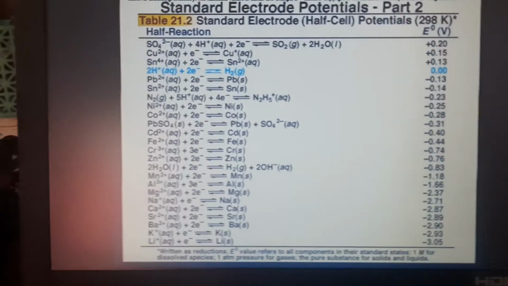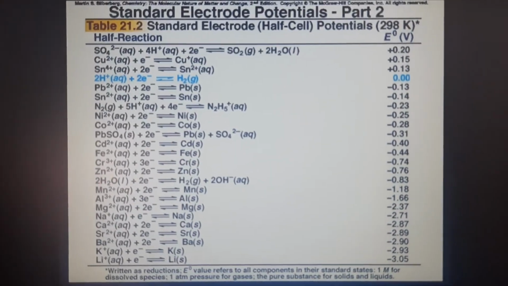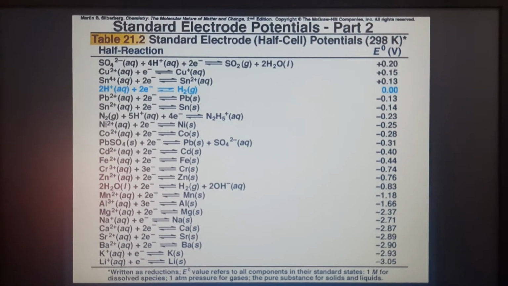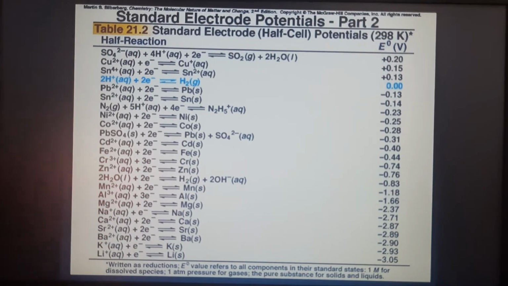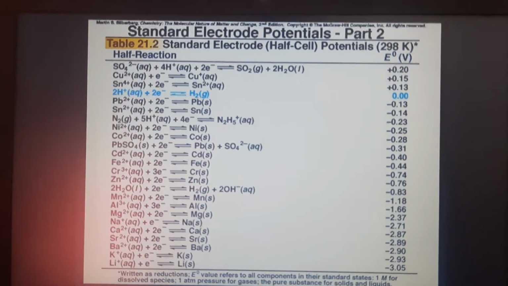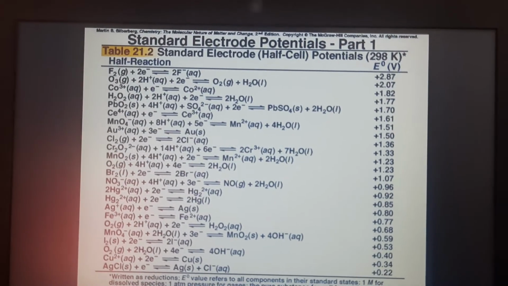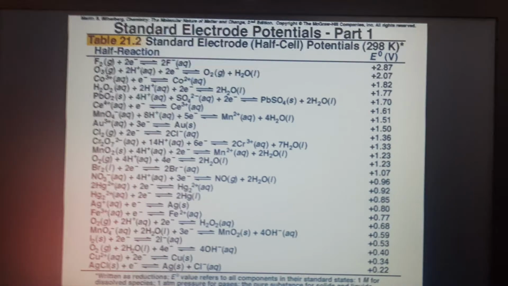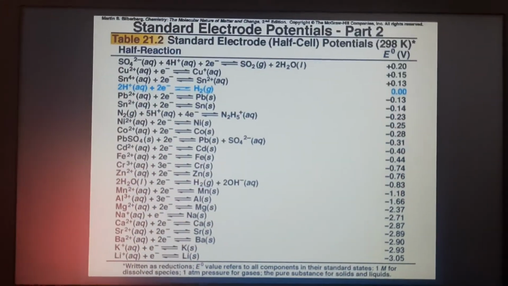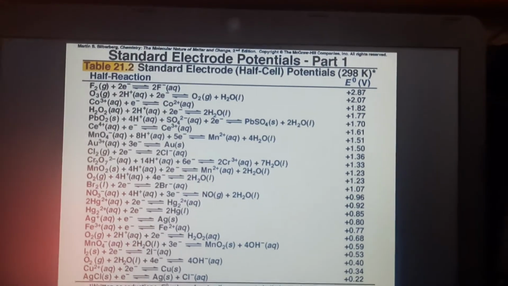And on this page you can see that hydrogen has a potential of 0. Lithium has the lowest reduction potential, that is minus 3.05 volt, and on this page fluorine has the highest reduction potential, plus 2.87 volt. So lithium has the highest oxidation potential, and fluorine has the highest reduction potential.